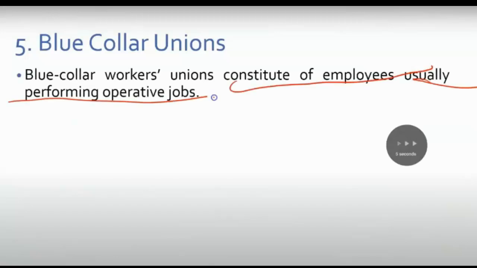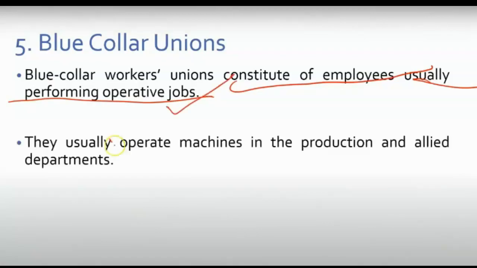Moving on, next we have blue collar unions. What is a blue collar union? A blue collar union consists of employees usually performing operative jobs. Basically all the labor work, the lower level jobs or operating jobs, are called blue collar. They usually operate machines in the production and allied departments. Whatever is being produced in a particular factory, all the workers working in that factory are part of blue collar unions.